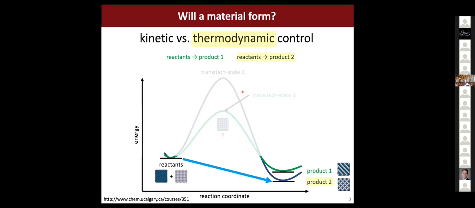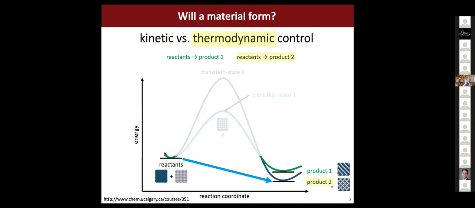If we focus on thermodynamic control, then we ignore the transition state and we only look at the difference in energy between the reactants and the products. In which case we obscure our view of the intermediate reaction and we just look at the reactants and the product. And so product two is lower in energy than product one. So we will form product two. So this is the thermodynamic control. Both are important, but we're really going to focus on analyzing the thermodynamics of the system.